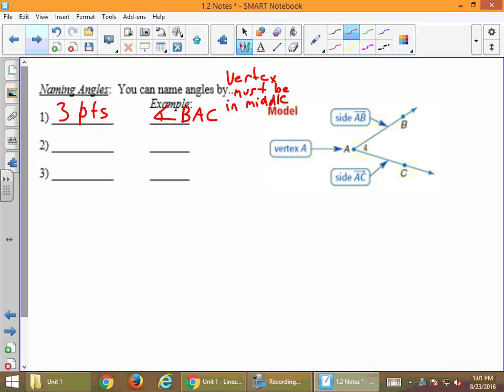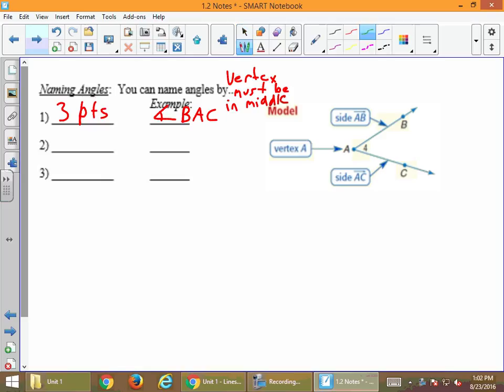What other thing would work if I said BAC? Is there another one that would work? Yeah, CAB. That would work too. Again, you could flip it and name it different ways. This way almost always works. You can always name an angle by 3 points. So if you're trying to name it, that always works. These next two do not always work, so be careful.